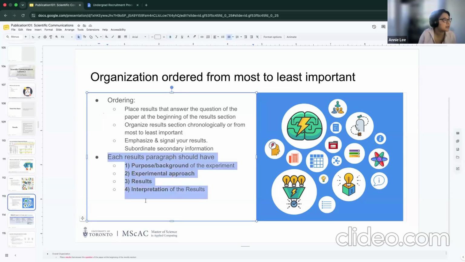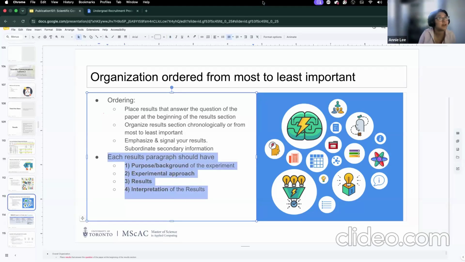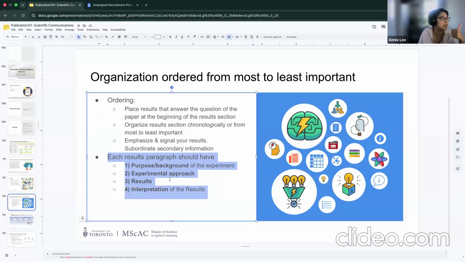Now, this is very important. Every single results paragraph will have 1, the purpose and the background of why you're doing it. 2, the approach that you're taking, right? How did you run the experiments? So 1, why you're doing it. 2, how you're doing it. And then 3, the results is just the numbers. And the interpretation is what do these numbers mean?